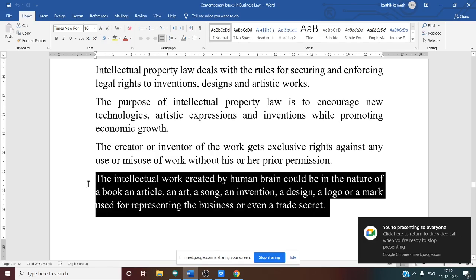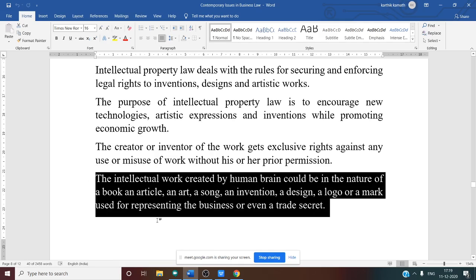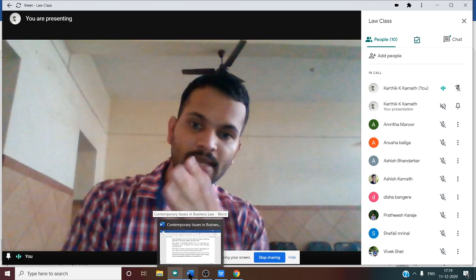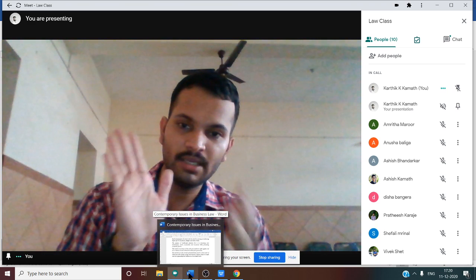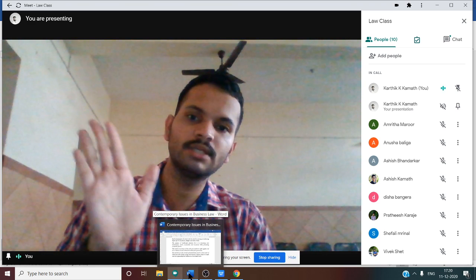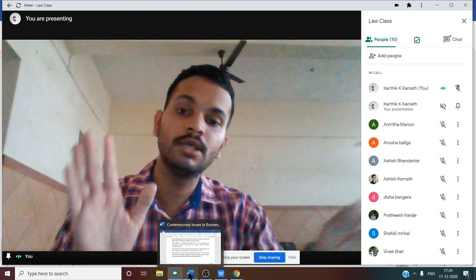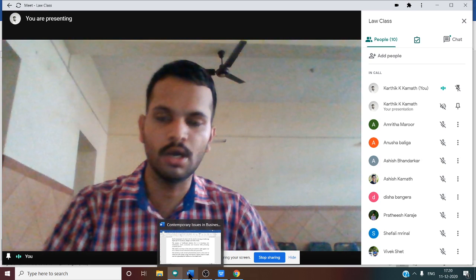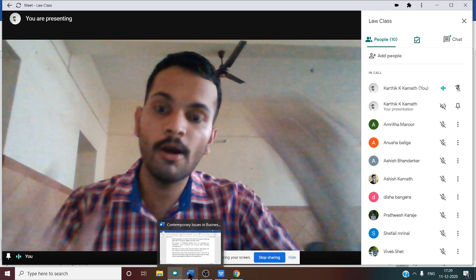Then the intellectual work created by the human brain could be in the nature of a book, an article. So if you are the author of any particular book, without the permission of the author, you cannot reproduce the contents which are there in that book, or you cannot take a photocopy of that book. For that matter, if you read the preface, there they will tell you.